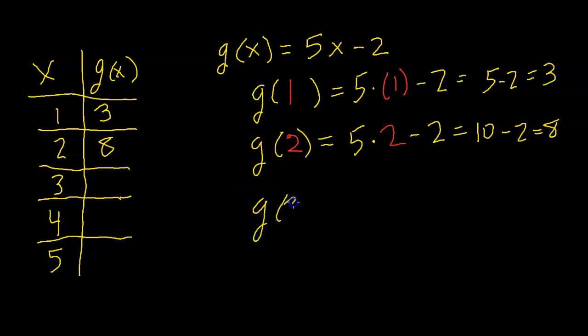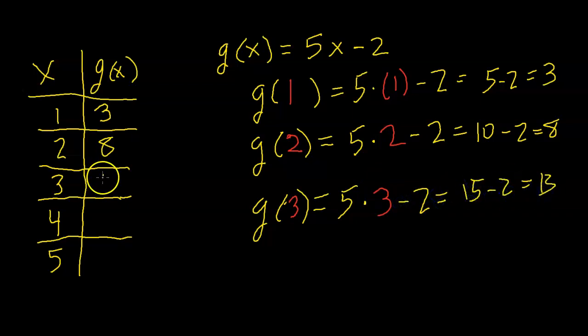Let's evaluate g of 3, right? I keep forgetting to change my colors. G of 3, that's going to be 5 times 3, right, minus 2. That's going to be 15 minus 2, which is going to be 13.